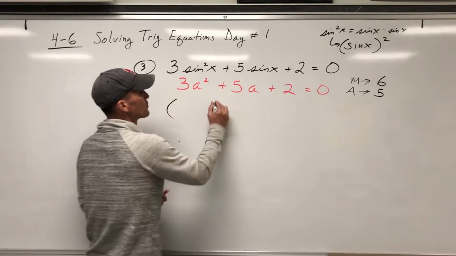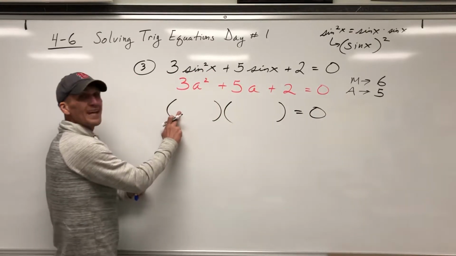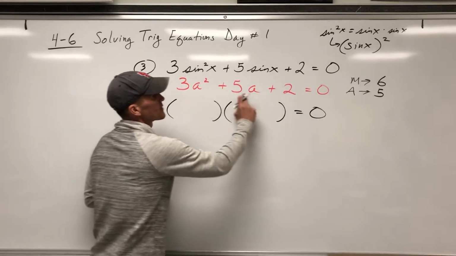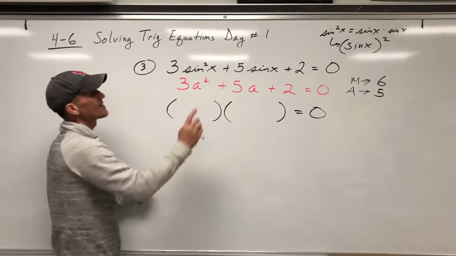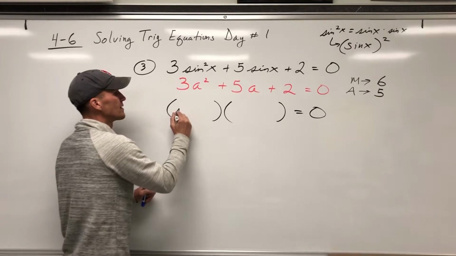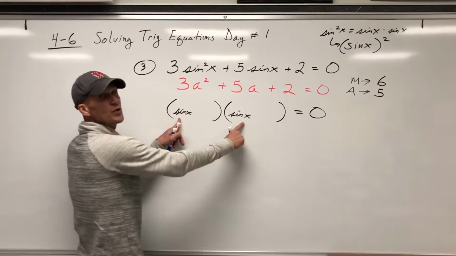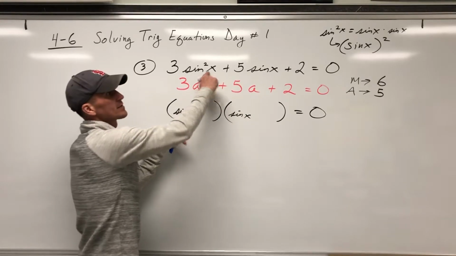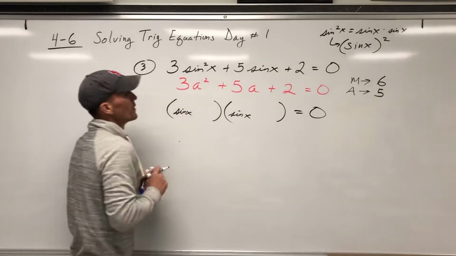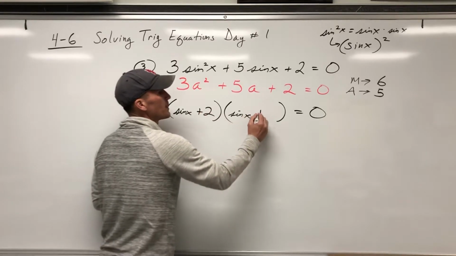So I set up 2 parentheses, still equals 0. Now normally I'd put a there and a there if I was with this red equation, but I'm not. I have to make up the sine squared of x. So I start with sine of x times sine of x. Those two make sine squared of x, right up there. But now I need to put my special numbers. I put positive 2 and positive 3.